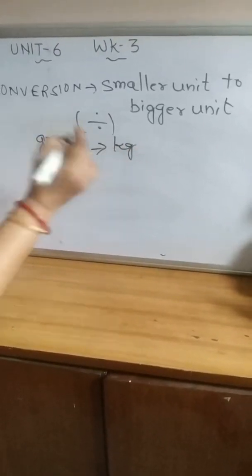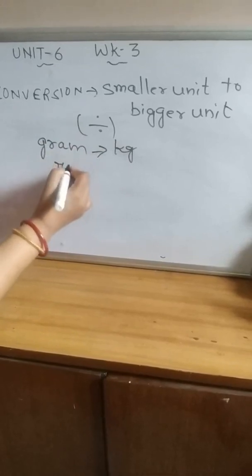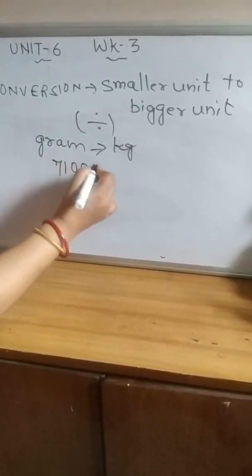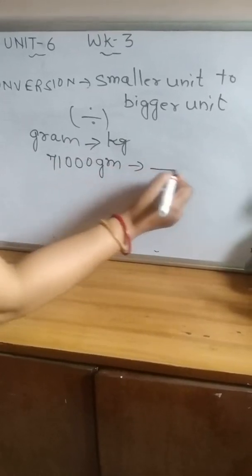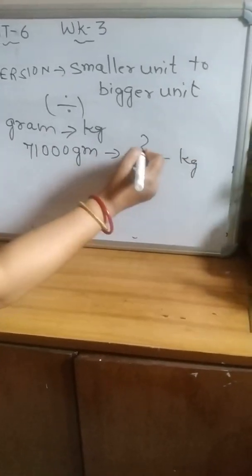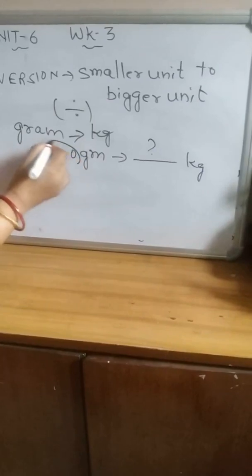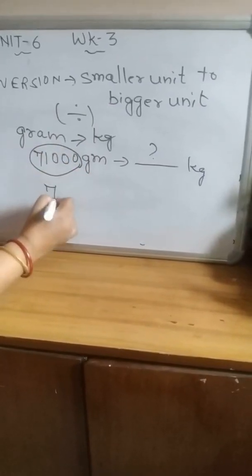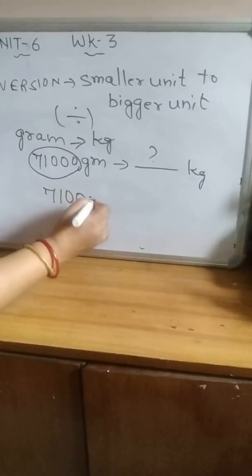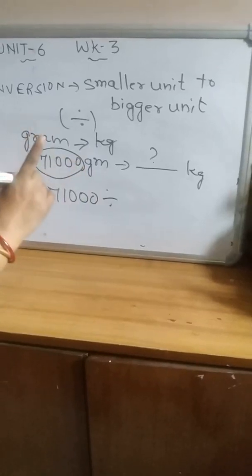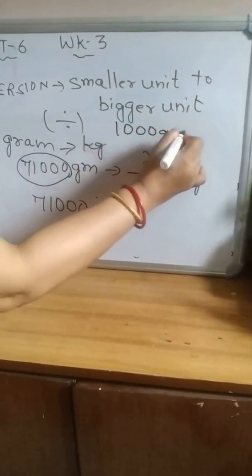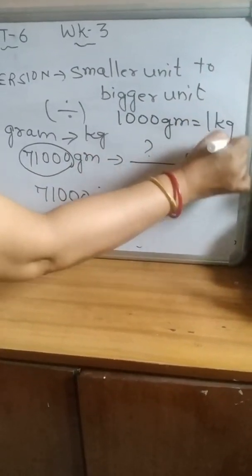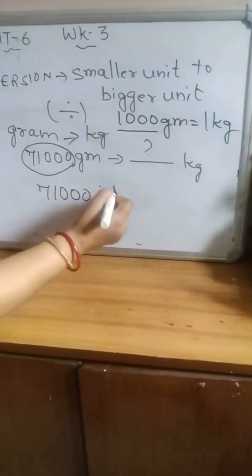What we will do? For example, 71,000 grams. I have to convert into kilogram. So what we will do? The number of this gram, that is 71,000, will be divided by what? Because 1000 gram is equal to 1 kilogram. So it will be divided by 1000.